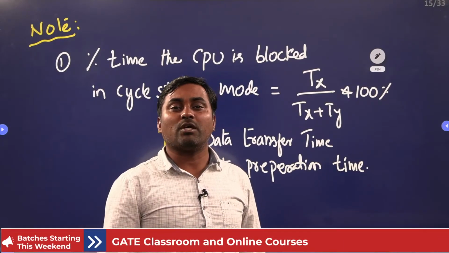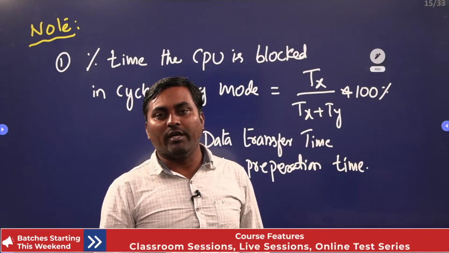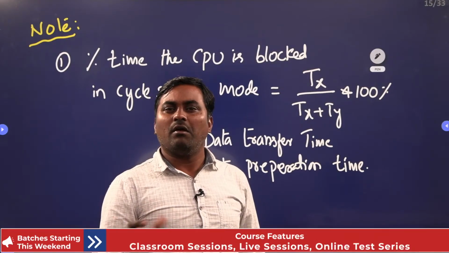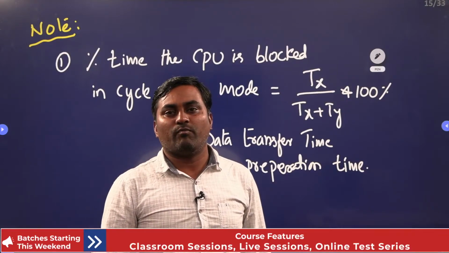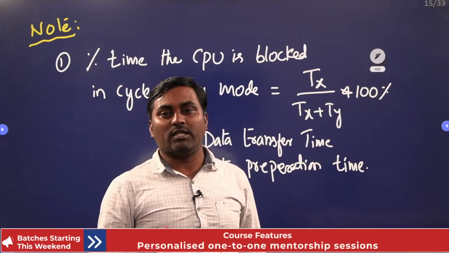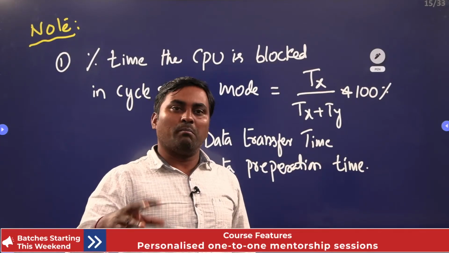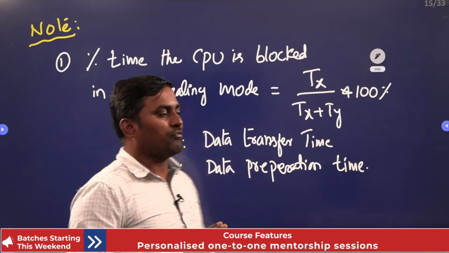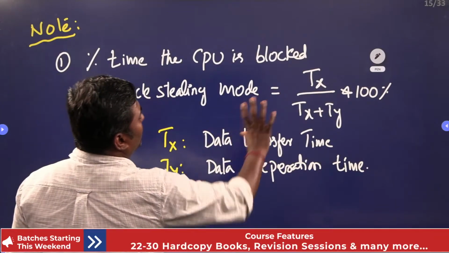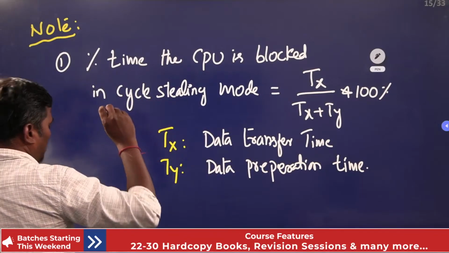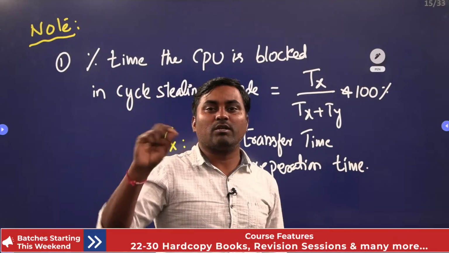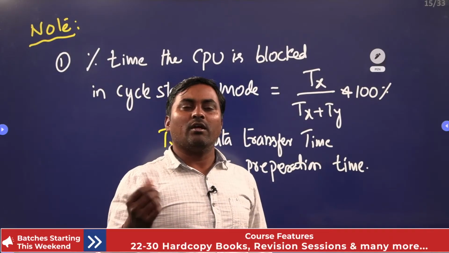Preparation time depends on the amount of data you are reading, how many words you are reading, the one-word size length, and the speed of the device. That is, what data transfer rate the device can sustain. Based on that, the preparation time will vary. These are the parameters you have to substitute. You will get the percentage of the time the CPU sits idle in cycle stealing mode.